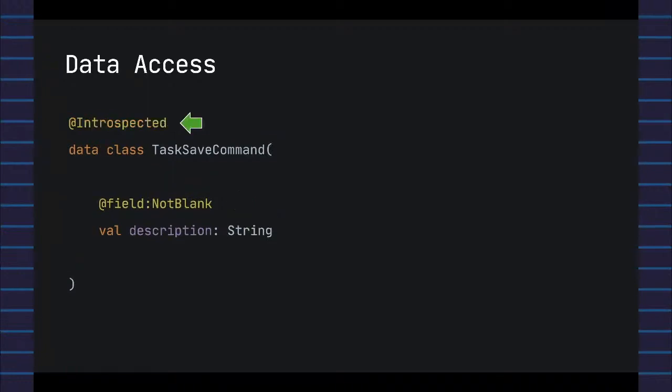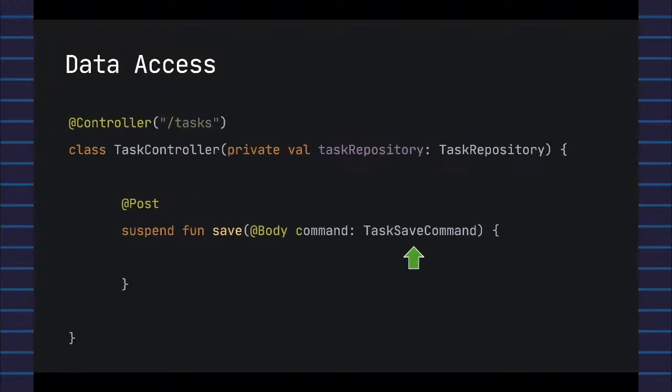And then I'll mark this data class with introspected, which at build time will generate the code to do this validation. So in my controller, I'm going to give this task save command. I'm going to have this command. And there's an annotation that hooks up being able to validate this command. So one thing to note here is that with Micronaut at build time, it will subclass this class and add in logic to do this.